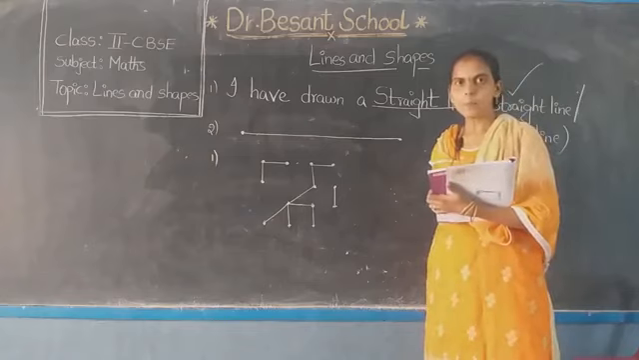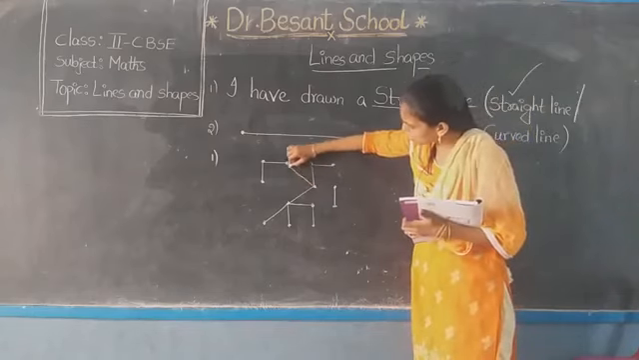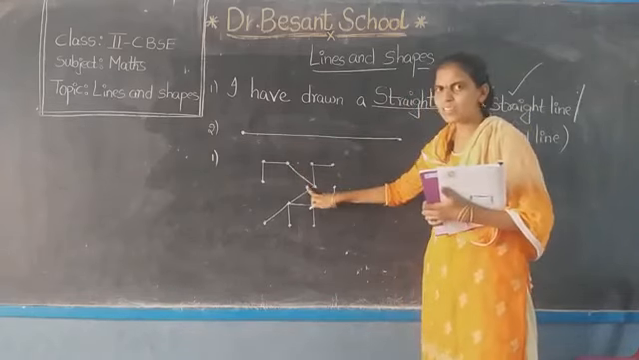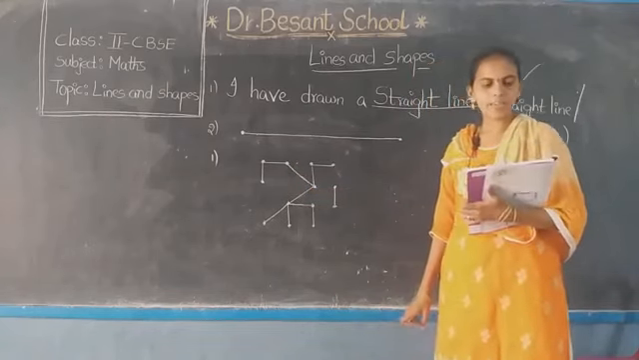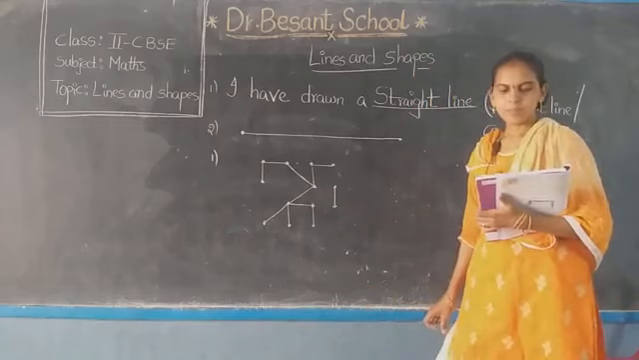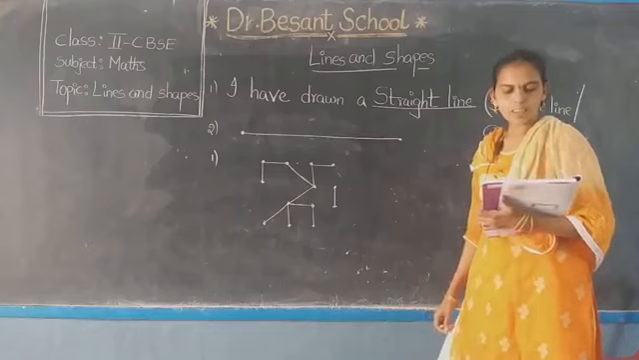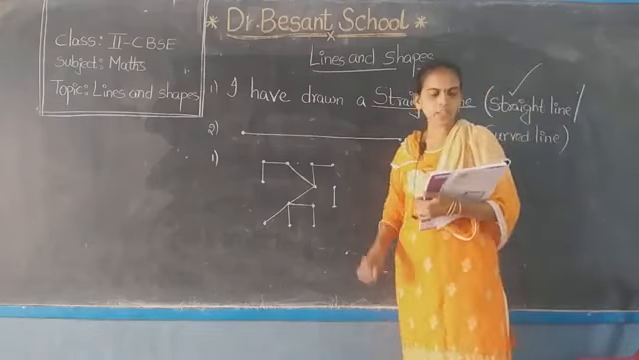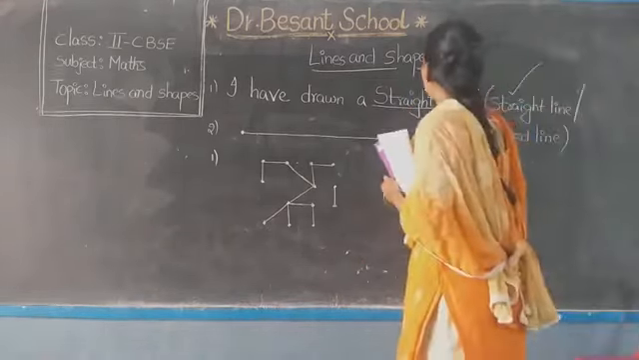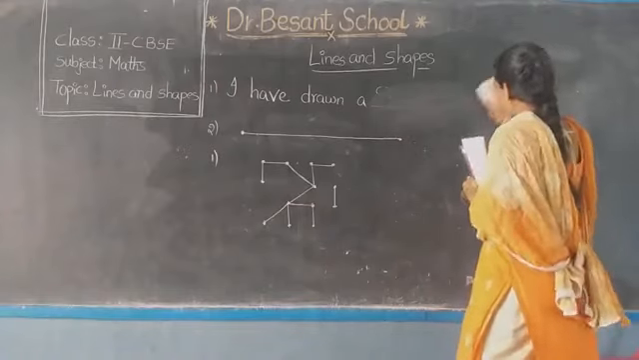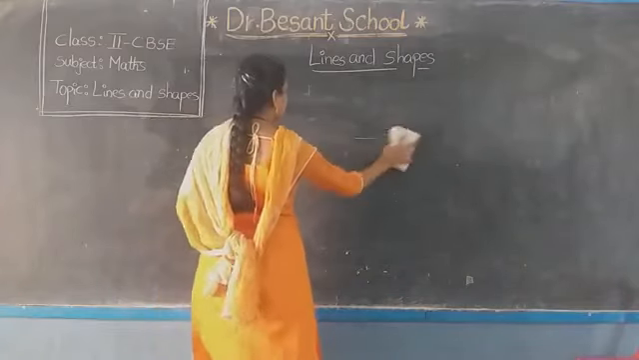Completed? So in this way you can join any two dots here. A straight line only. Like this you can draw so many. Okay? Completed? Nice. Now second one. I'm going to the next one.